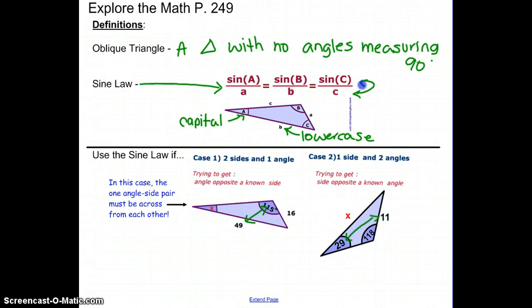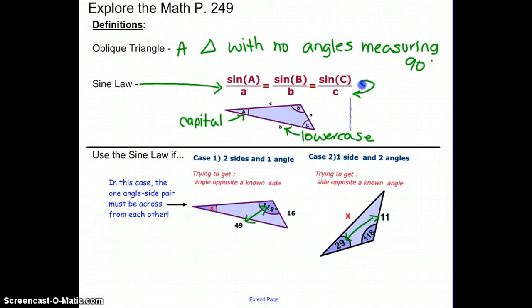So again here we have an angle and a side length that are a pair, or are across from each other. You can also note that little a is always across from big A. So angle A and little a are always across from each other, so that would make them partners. So you always put those together.